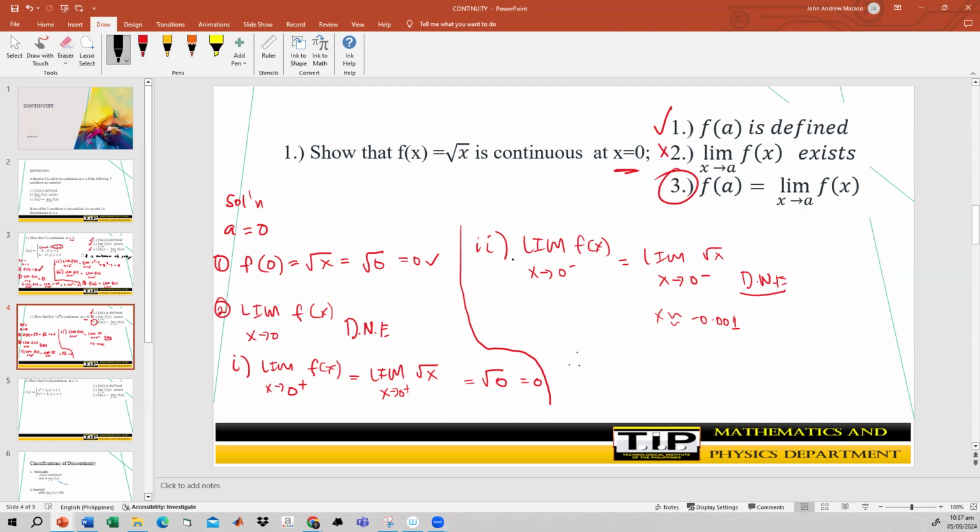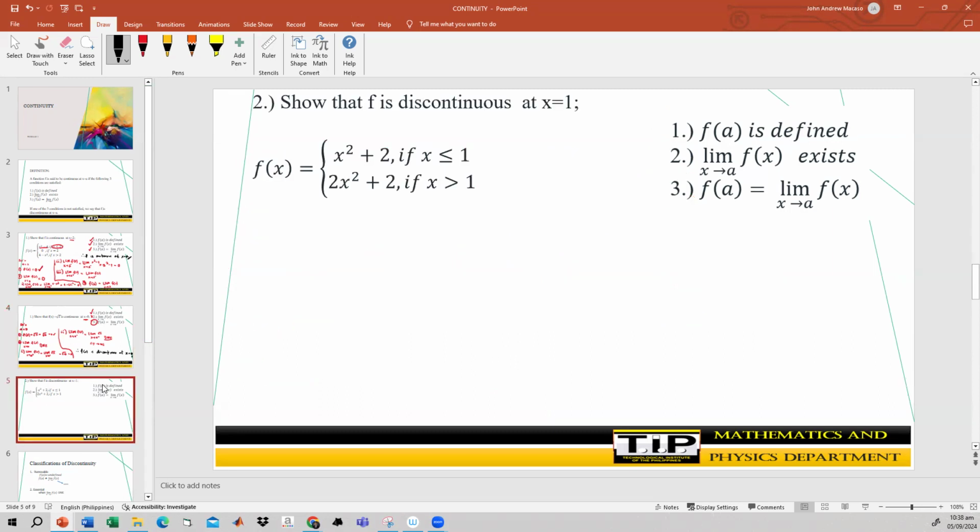that f of x is discontinuous at x is equal to 0. So this is the thing that you can say. Okay, what's next?